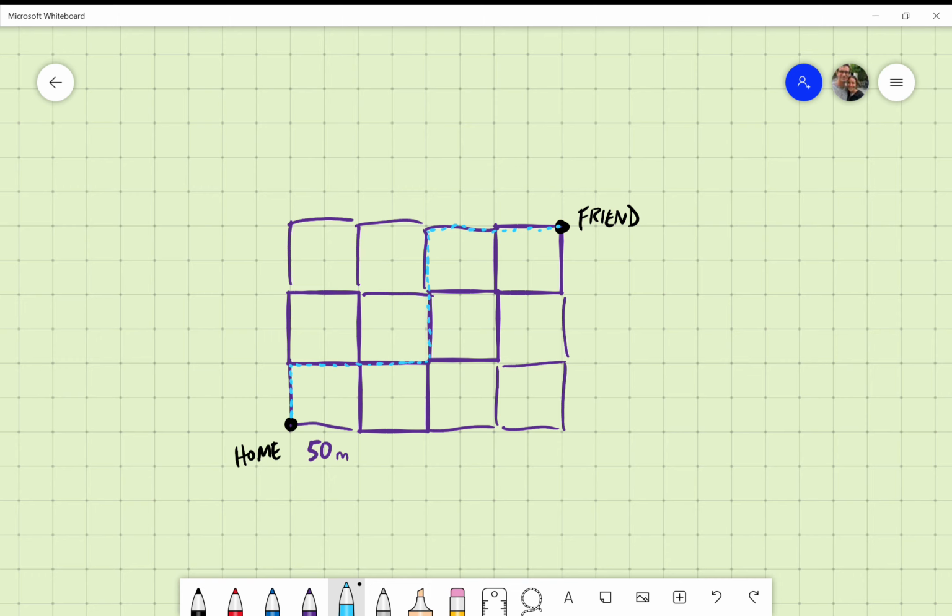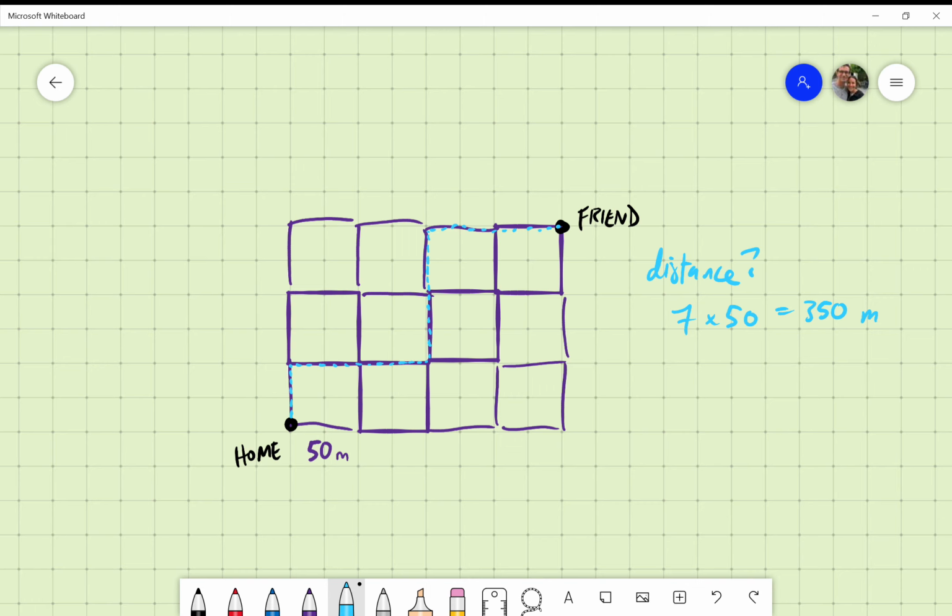So the question is though, how much distance did you travel? If each one is 50 meters, how much was that? Well, I hope you can see that it is going to be 7 times 50. I'm just counting up each of those little street segments. So I can say pretty confidently you traveled, with the path that I drew right here, 350 meters.